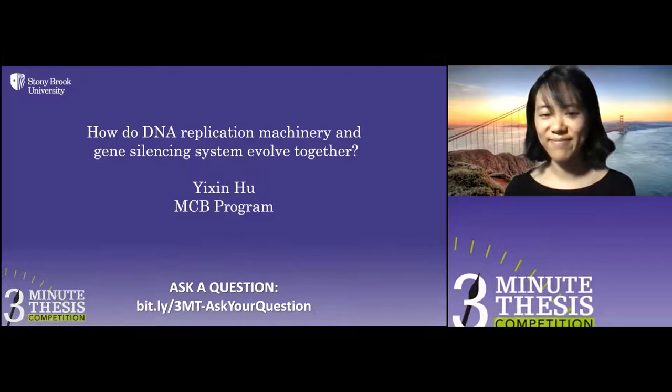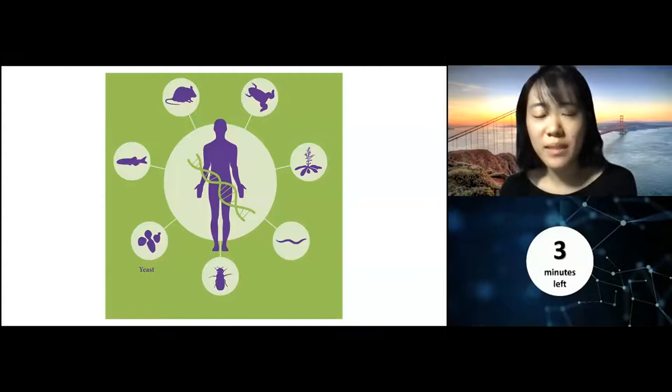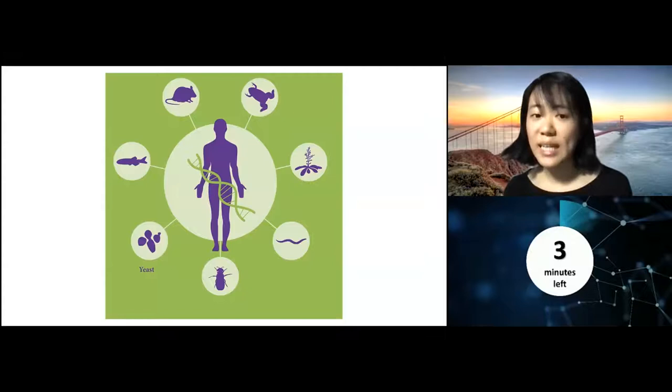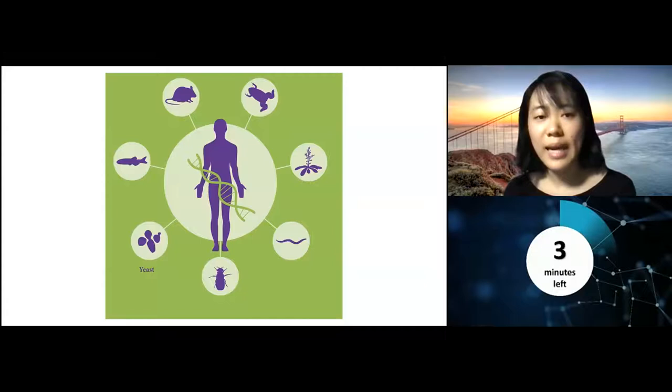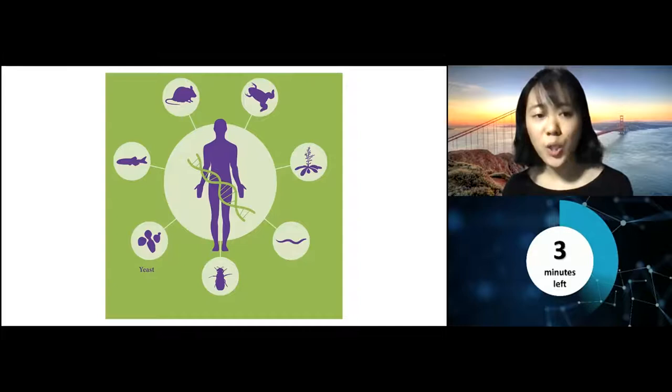DNA replication is one of the most important processes in all different life forms for them to replicate their genetic material faithfully. On the other hand, another essential mechanism called gene silencing is important for regulating which part of genetic material gets to be used and when they are used. Errors in either one of them could lead to genome instability and cause diseases.